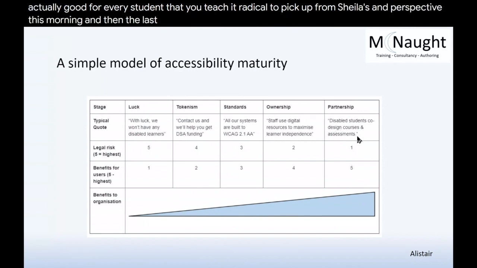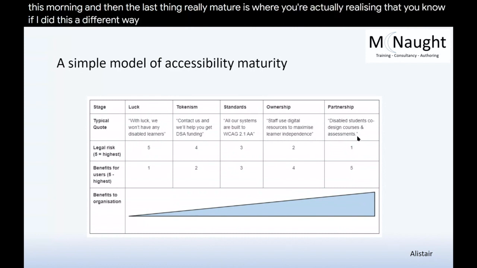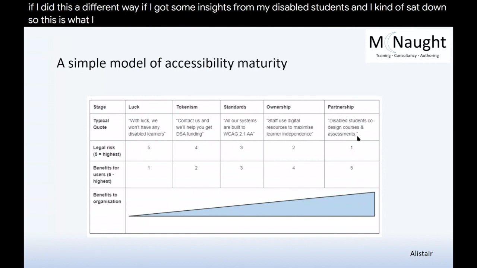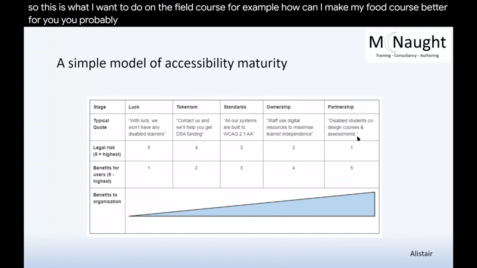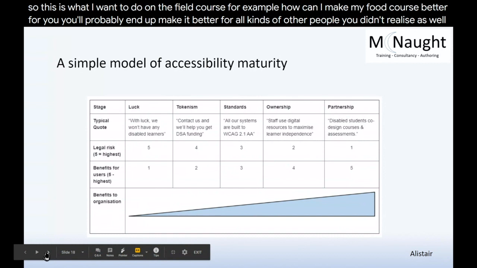And then the last thing, the really mature stage, is where you're actually realizing that if I did this a different way, if I got some insights from my disabled students and sat down and said, this is what I want to do on the field course, for example, how can I make my field course better for you? You probably end up making it better for all kinds of other people you didn't realize as well.